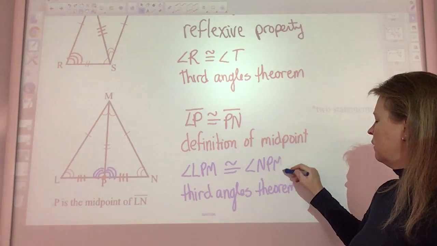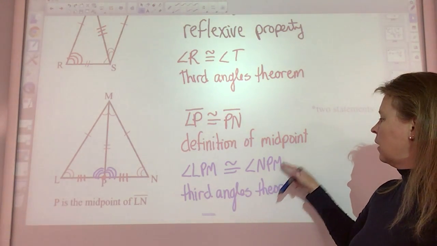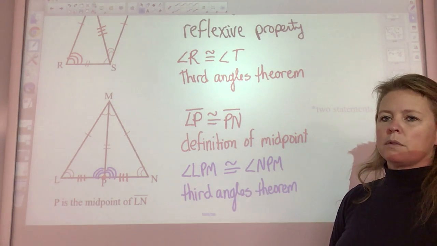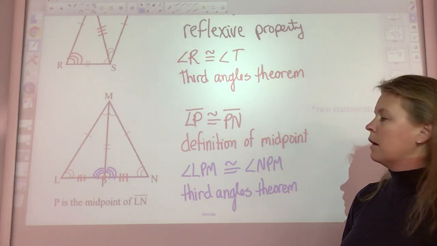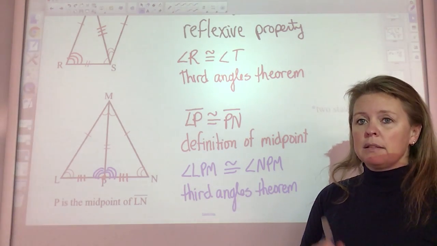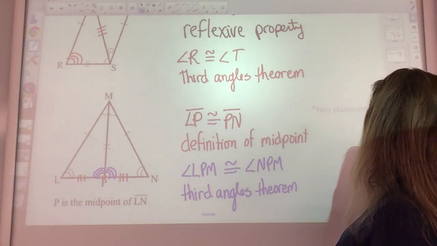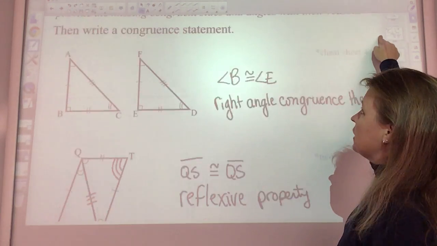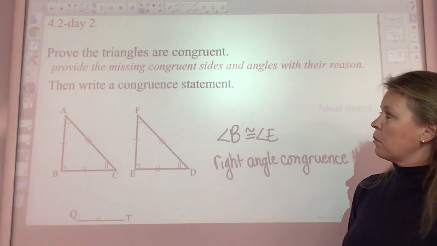Again, vertex in the middle, NPM or MPN. Order doesn't matter when we're talking about angles, but it does matter when we are talking about congruent statements. We did this already in section 4.1.